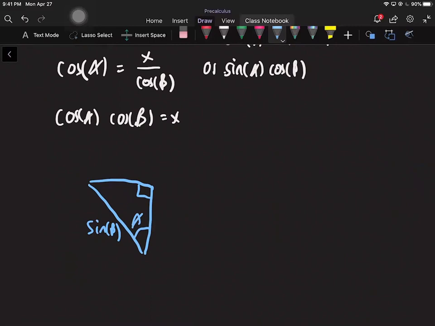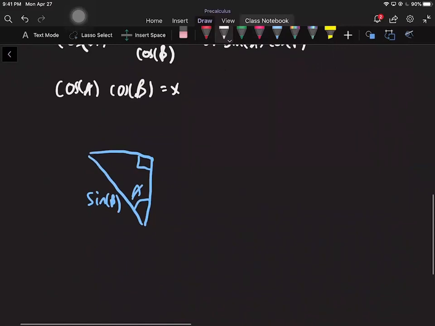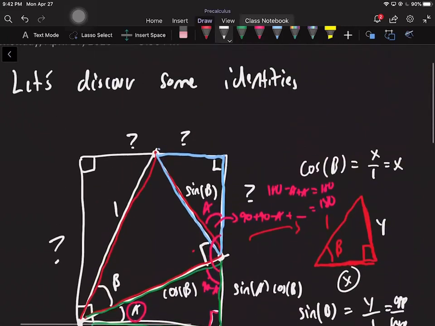And then I could do the same trick I just did, that I did for this green triangle. So I can think about y and x, and I can do the same stuff. So sine of alpha is opposite over hypotenuse. Tells me that y is sine of alpha times sine of beta. So that's what goes all the way up here. That's this little piece here. So sine of alpha times sine of beta.